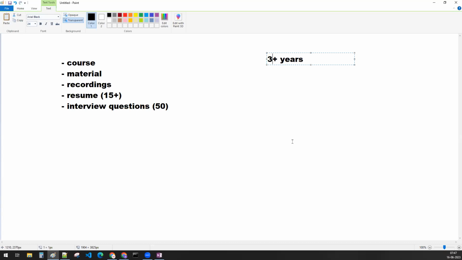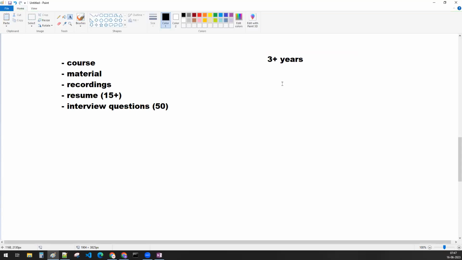Yes, 3 years. If you actually have 3 years, you can also go for 3, or it is better to go for 2. According to your experience level, put it like the last 3 years you have been working on it.